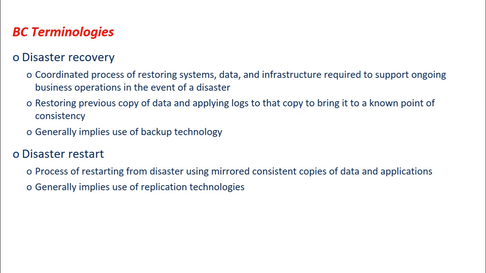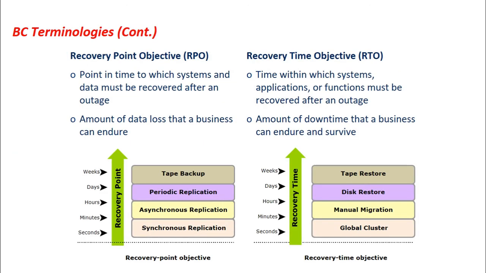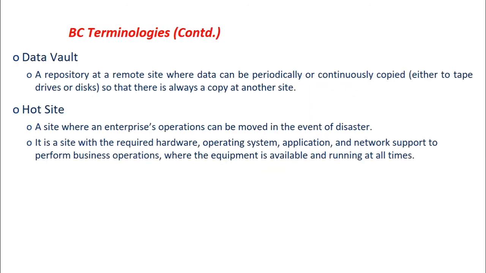Then we discussed disaster restart. It's the process of restarting from disaster using mirrored consistent copies of the data and the applications. Then we discussed two very important terms, recovery point objective and recovery time objective. Recovery point objective is a point in time to which the systems and the data must be recovered after an outage. It specifies the amount of data loss that a business can endure. Similarly, recovery time objective is the time within which systems, applications or functions must be recovered after an outage. The amount of downtime that a business can endure and survive is determined by this recovery time objective.